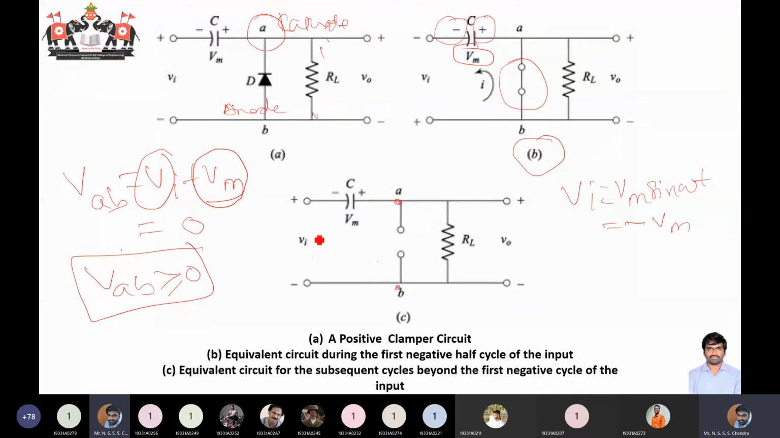And these are the different conditions. So this is the condition for the first negative half cycle. This is the circuit. Okay, and for subsequent cycles, this will be your diode. So the diode will always remain in the open condition.